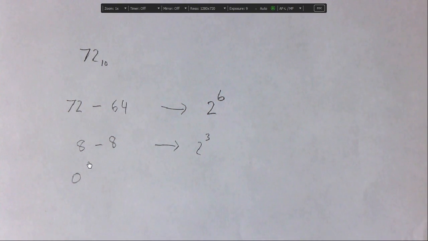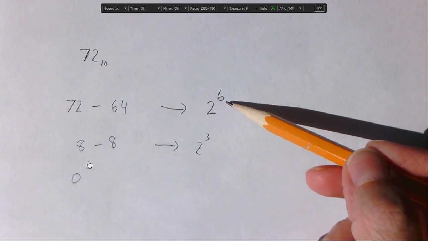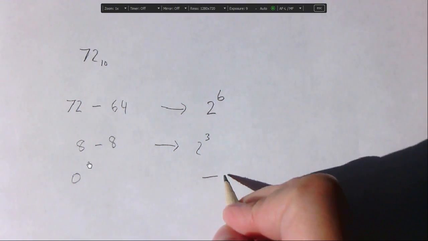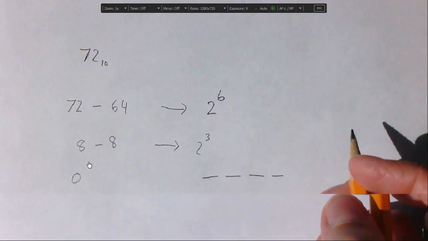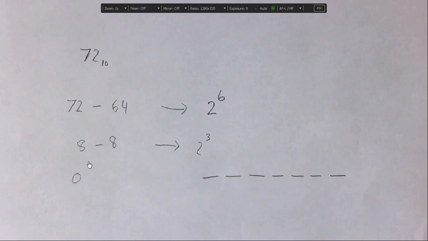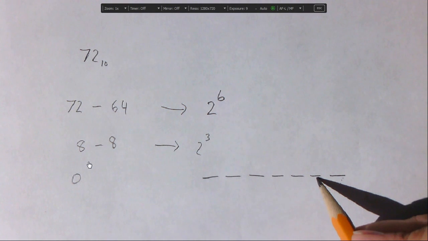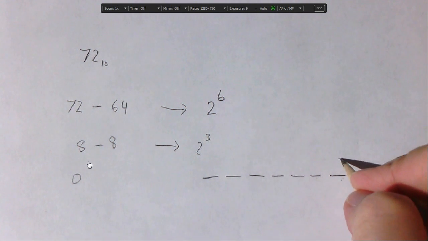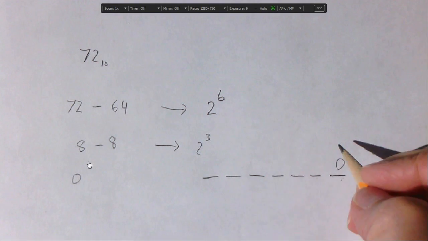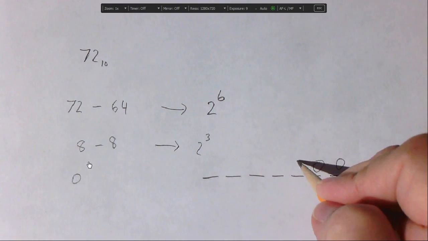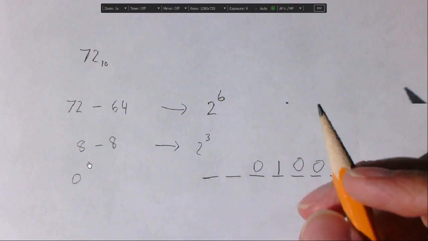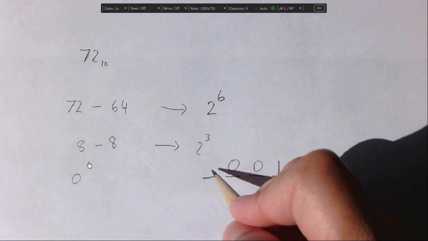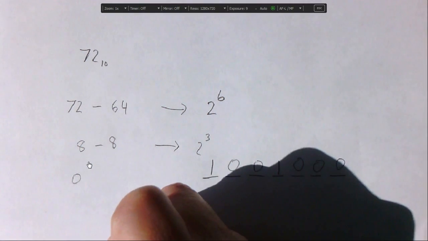So I'll subtract the 8, and now I'm down to 0, which means I've used up all the numbers I need. If I was to make little dashes for the digits, I know I'm going to need to go up to 2 to the 6. So that means I'm going to need 7 dashes, 2 to the 0, 2 to the 1, and so on. 2 to the 0, I don't have any. 2 to the 1, none. 2 to the 2, none. 2 to the 3, I have 1. 2 to the 4, none. 2 to the 5, none. And 2 to the 6, I have 1.